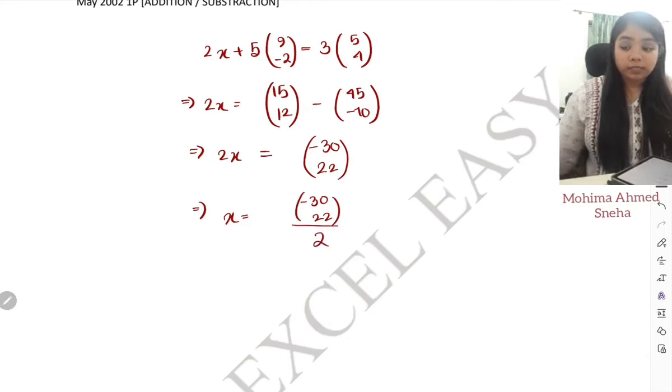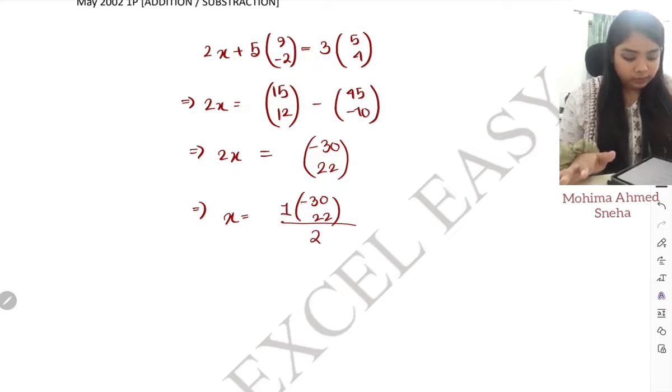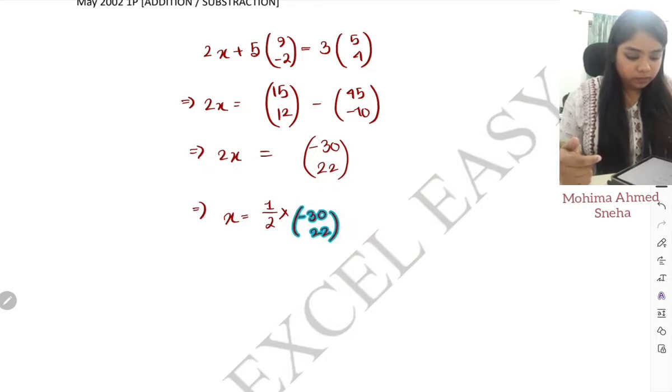Now I cannot solve this in this format because a vector divided by 2 is not part of our syllabus. So what I'll do is that it obviously indicates you have 1 in the numerator and 2 in the denominator. So you can finally write it like this: half multiplied by the vector minus 30, 22.